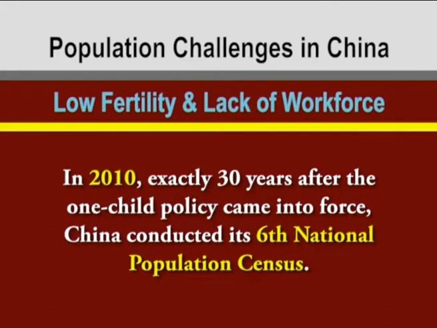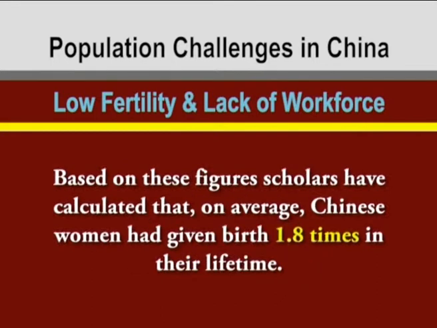In 2010, exactly 30 years after the one-child policy came into force, China conducted its sixth national population census. Based on these figures, scholars have calculated that on average, Chinese women had given birth 1.8 times in their lifetime. This is not only lower than the average of less developed countries, but also lower than the average level of developed countries. A fertility rate of 1.4 puts China among countries with the lowest fertility.